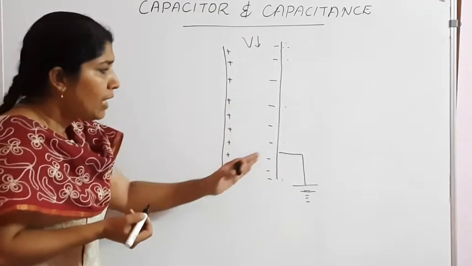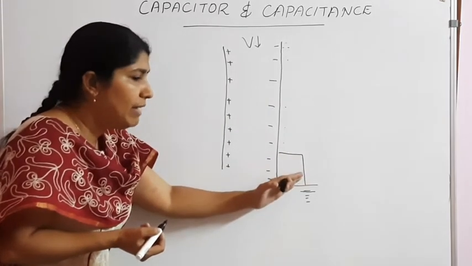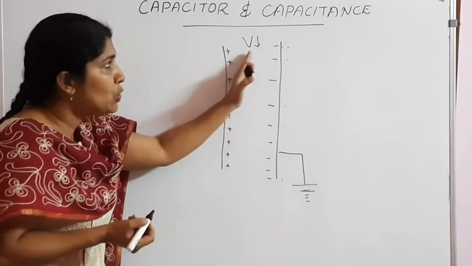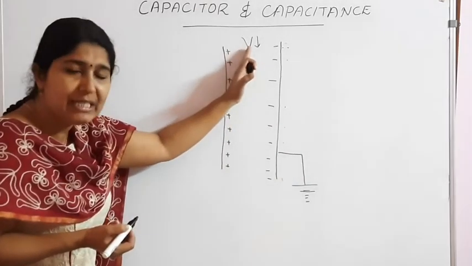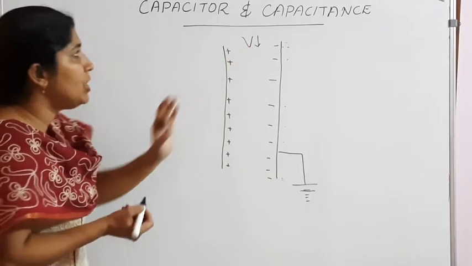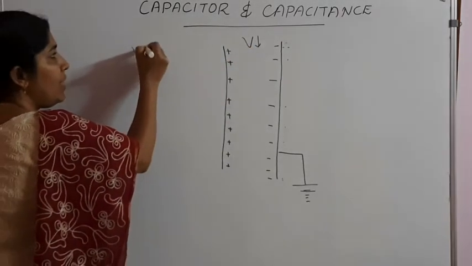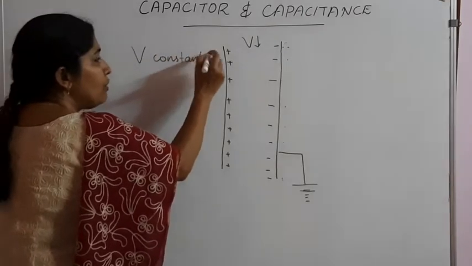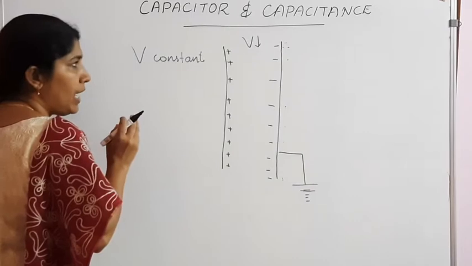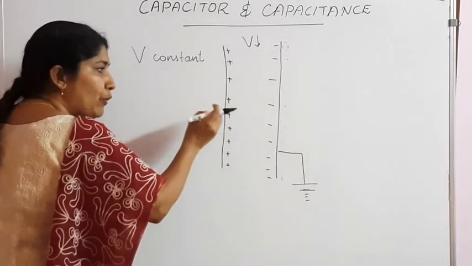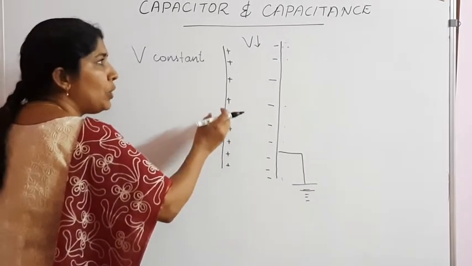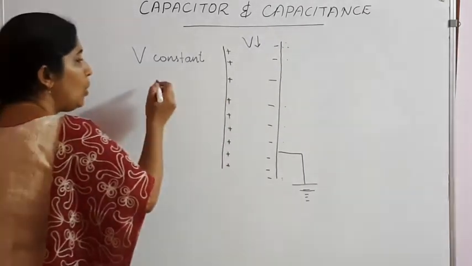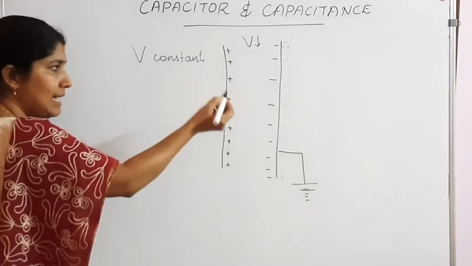When we earth this conductor, what will happen there? All the positive charges disappear. Then what happens to the potential? The potential begins to decrease. To maintain V constant, we want to give an additional amount of charge to these plates. That means the charge storing capacity of this capacitor increases.